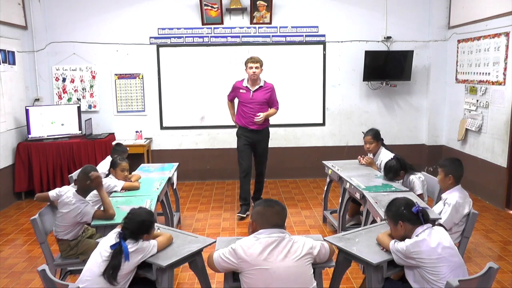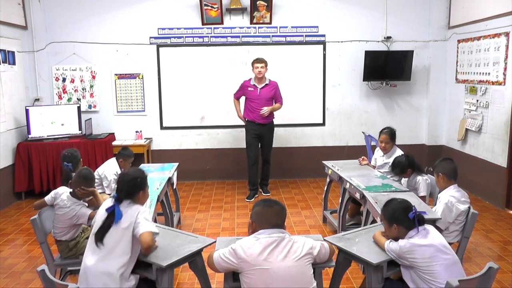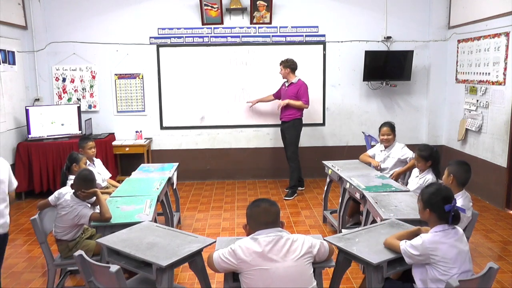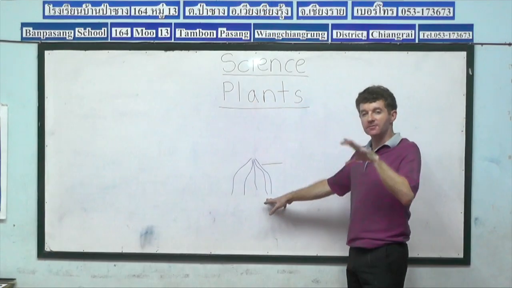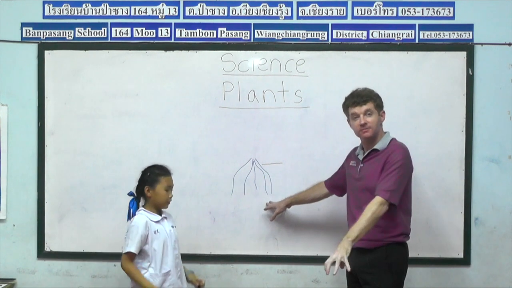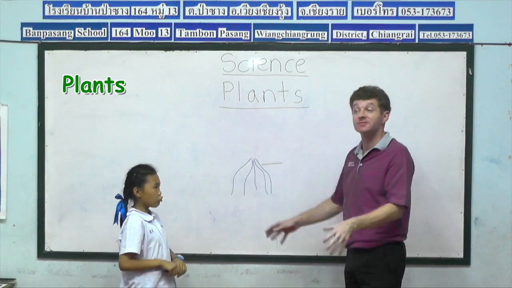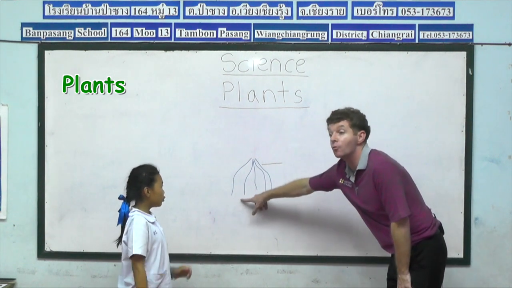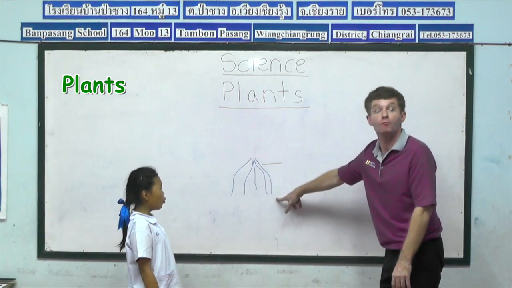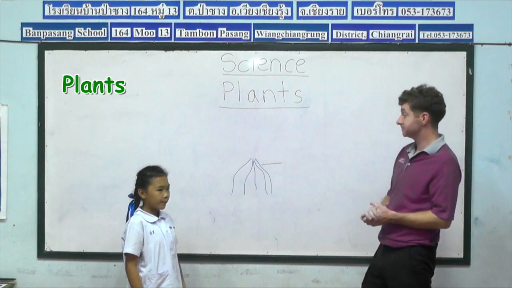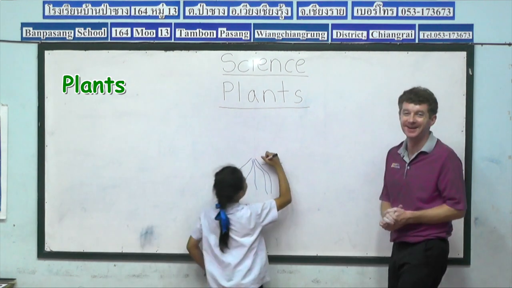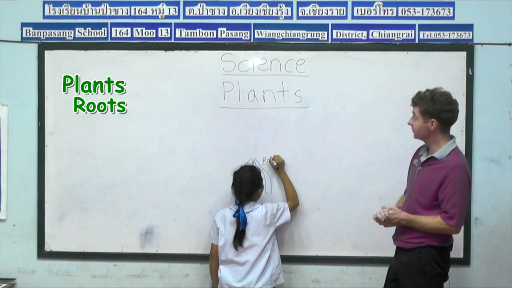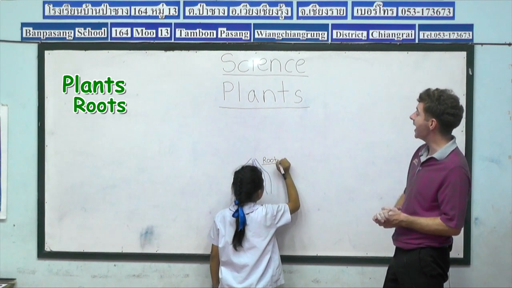Okay, so our first student has her pen. It's Nadia. So I've drawn a part of the plant on the board. And it's the part of the plant that goes into the soil and keeps the plant in place. What do we call it, guys? Roots. R-O-O-T-S.